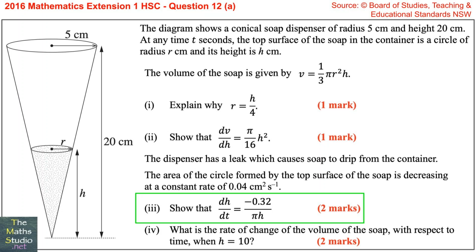The dispenser has a leak which causes soap to drip from the container. The area of the circle formed by the top surface of the soap is decreasing at a constant rate of 0.04 square centimeters per second. Part 3. Show that dh/dt equals negative 0.32 over pi h.